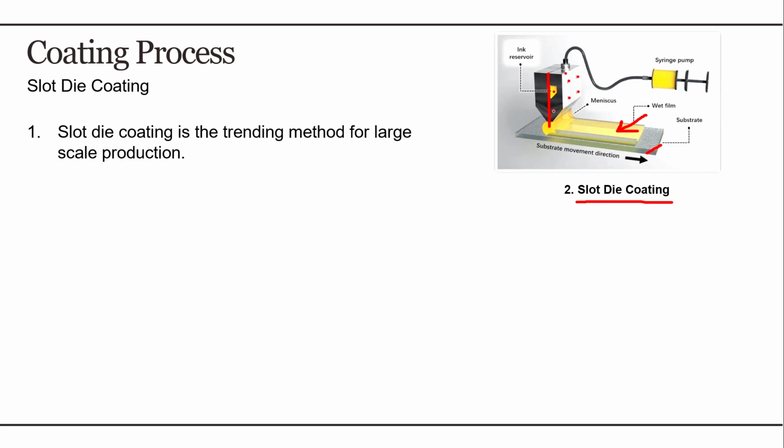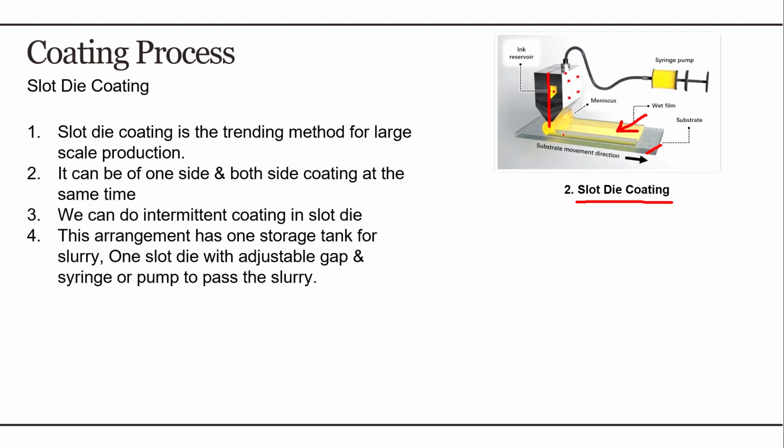This method is highly efficient, we can say, but has certain points that we have to consider while choosing the coating process. So through this process, we can do one side coating as well as both side coating at the same time. That can be done in the roll to roll coating process too, but the process will be very slow in roll to roll as compared to the slot die coating. So we can do an intermittent coating in the slot die itself.